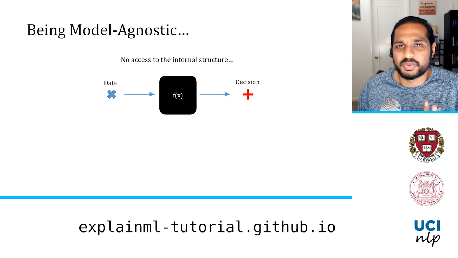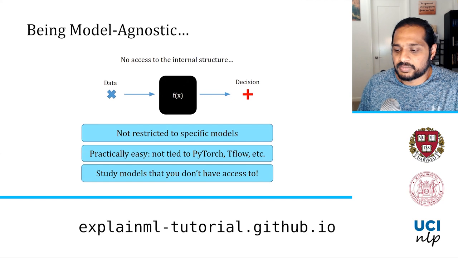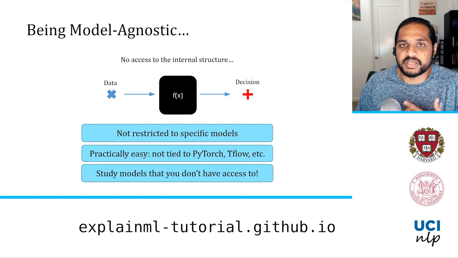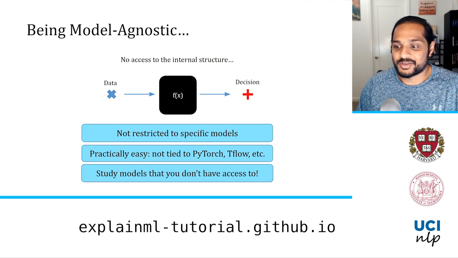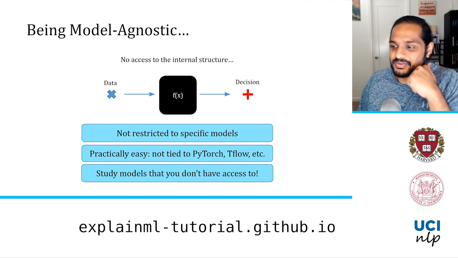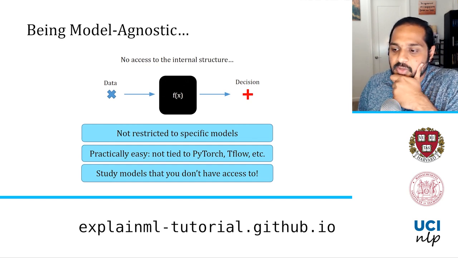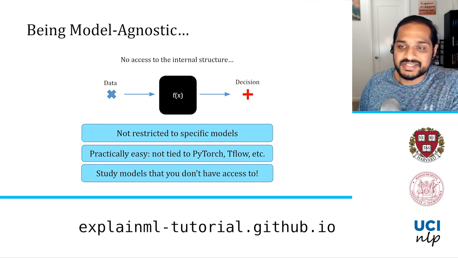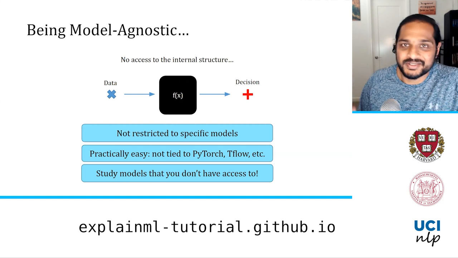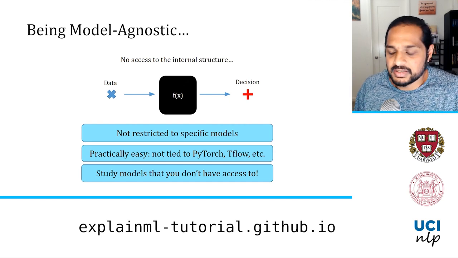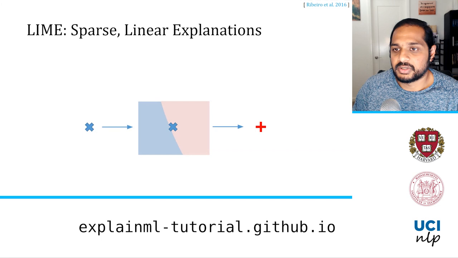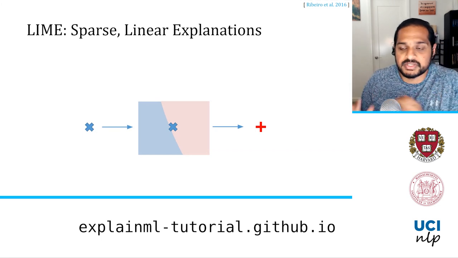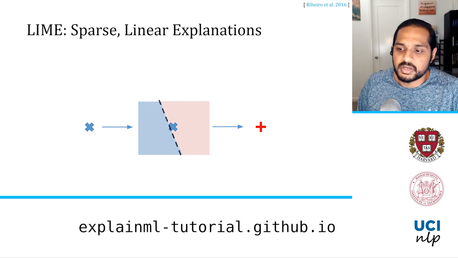So why do we want to do this? Why do we want to assume we don't have access to the internals? The main reason is that it makes sure that your explainability method is not restricted to any specific model. It's also practically very easy. It's not tied to any specific library or code base or anything like that. You can use it pretty much across any model. And what is most interesting is you can also do explanations for models that you just don't have access to. So you just have REST API access, you make certain calls, and you get an explanation. You can do that in this paradigm. So the first method we're going to look at that does the local explanations is called LIME, where the idea is you have this local region that you're looking at. You want to approximate this local region with a line, essentially.